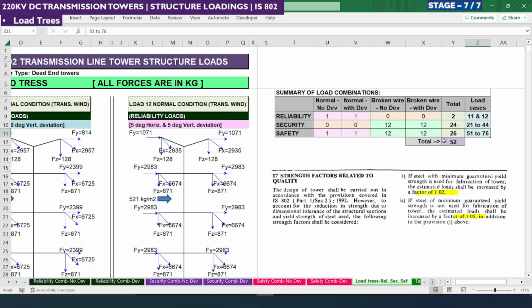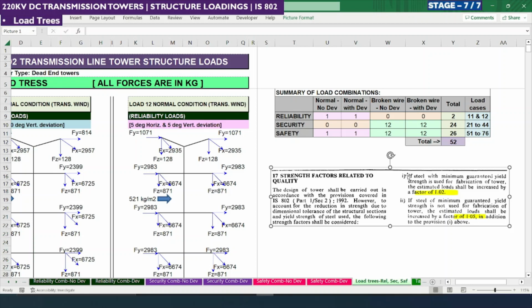So summing up all three categories, reliability, security and safety load combinations, we have 52 load cases. All these load cases we arrived at without considering the factor of safety. This factor of safety we can consider during the design, or when applying this load to the structural model developed in any of the structural software.